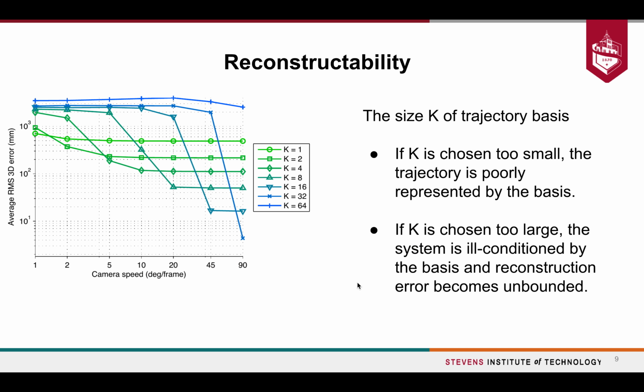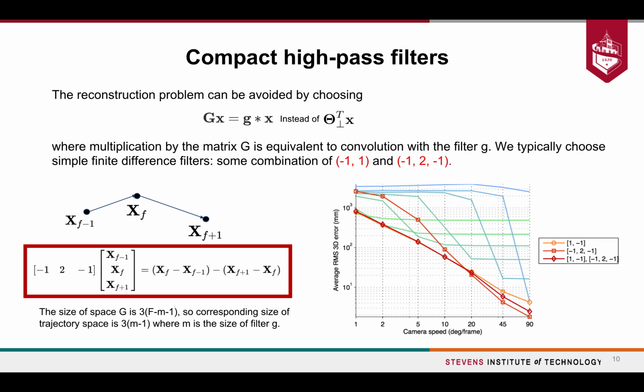And here they do some experiments by changing the number of trajectory bases. The conclusion is, if the number k is too small, the trajectory basis will poorly represent the structure. But if it's too big, as the analysis said, it will have a very big error. Then they try to avoid this ill-conditioned case by implementing a high-pass filter instead of the trajectory basis.